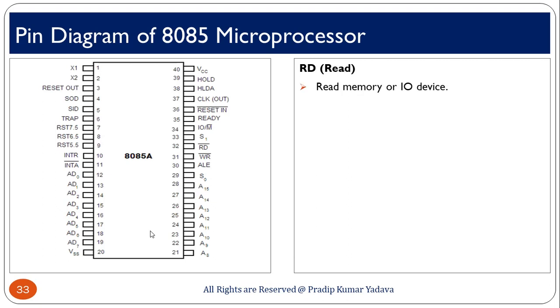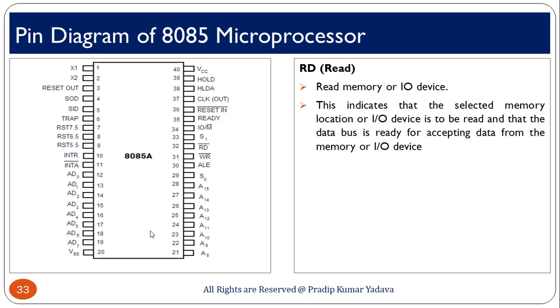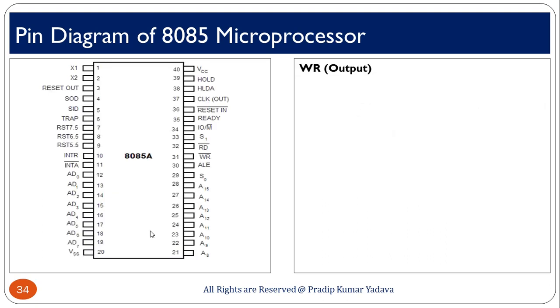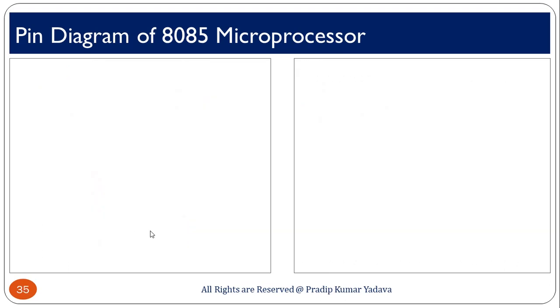Now read: if this pin is enabled, a read operation is going on. The next pin is write, that is pin number 31. If this pin is high or enabled, a write operation is currently going on in the microprocessor.